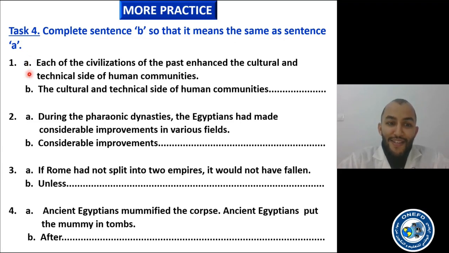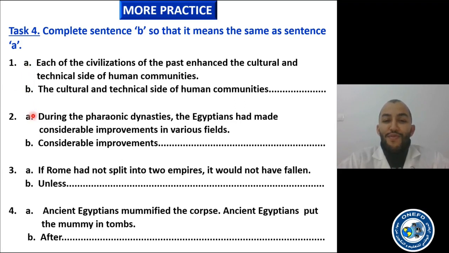So take your time here and decide what grammatical lesson you are going to work with to rewrite sentence B. The first one: each of the civilizations of the past enhanced the cultural and technical side of human communities. B: the cultural and technical side of human communities, and you continue. So here it's A and B. You need to rewrite it so that it means the same as this one.